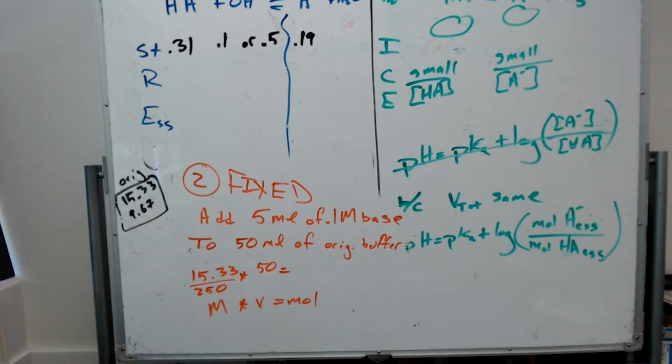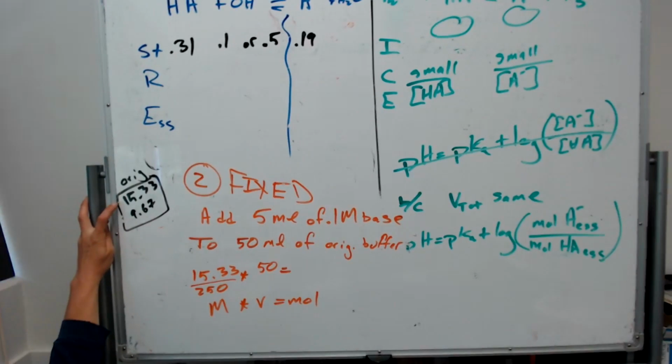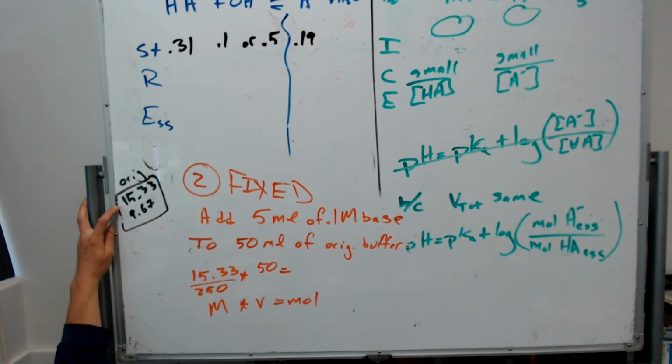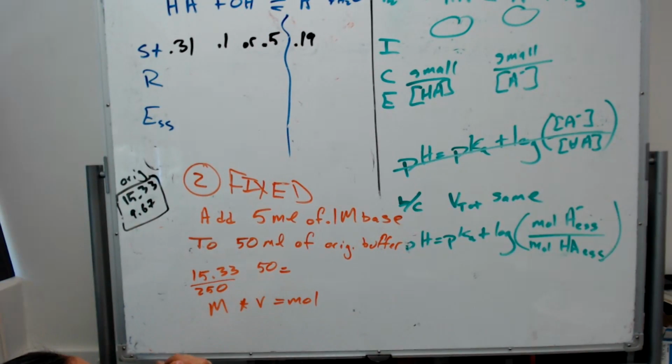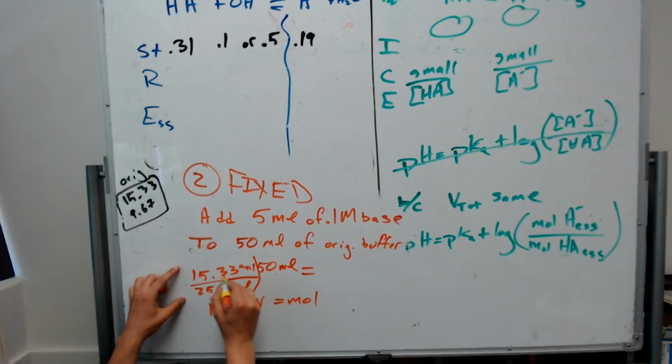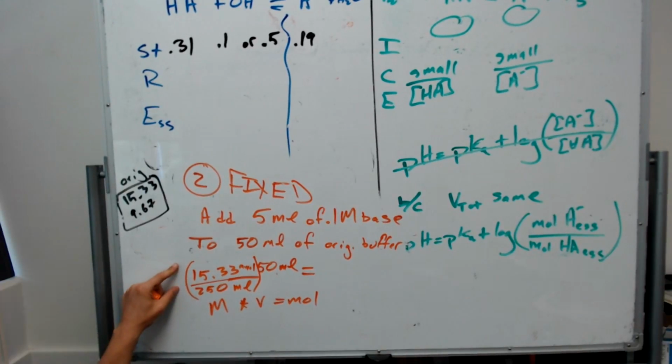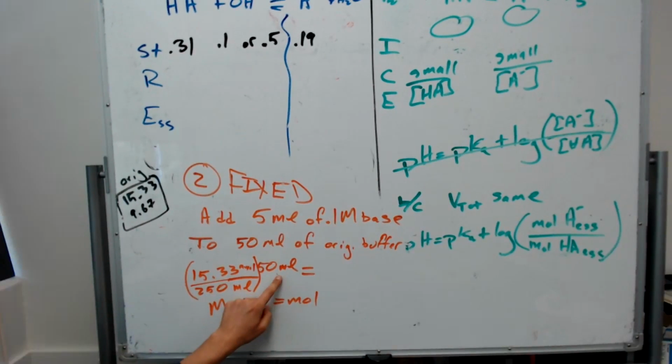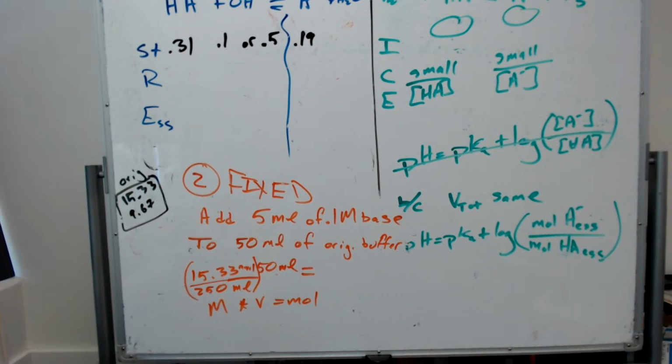Wait, is 15.33 in milliliters? It's in millimoles. Right, so here, let me put my units on here so it doesn't get too confusing. That's millimoles, that's milliliters, that's milliliters. Right, so this becomes a concentration, millimoles over milliliters. This will give me molarity. Then I multiply by milliliters and it'll give me my millimoles again. I'm figuring out what portion I'm taking.